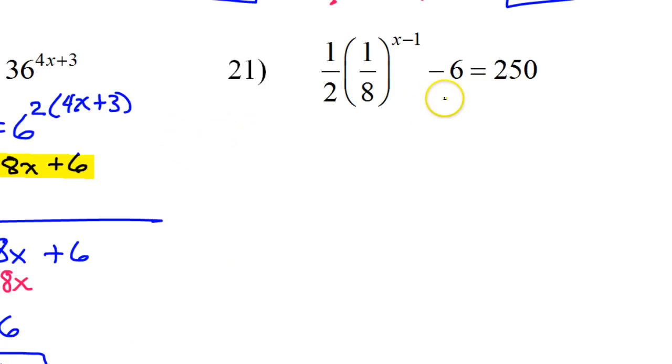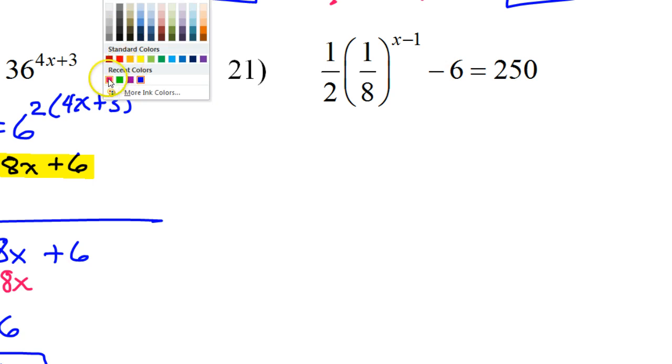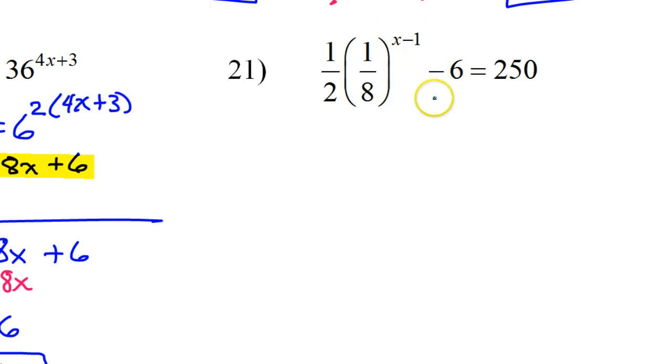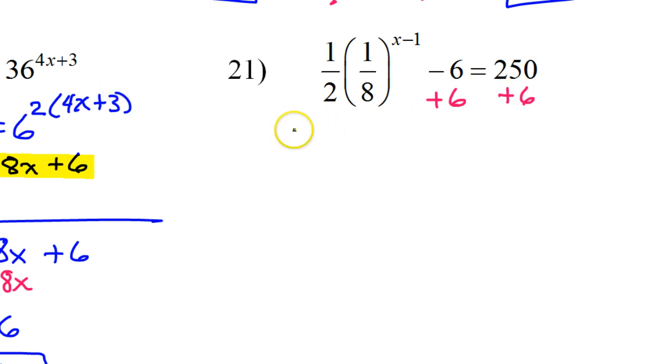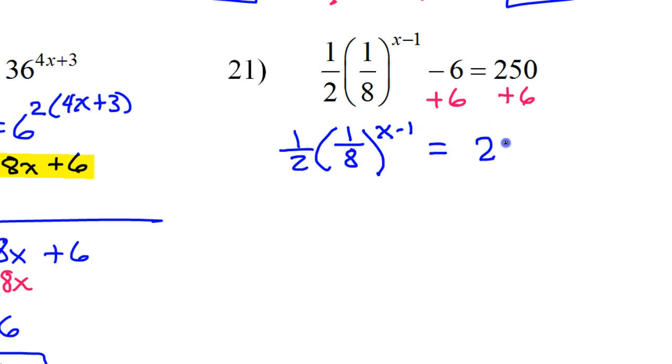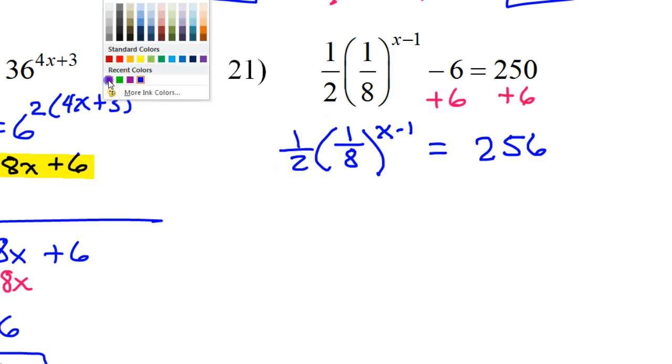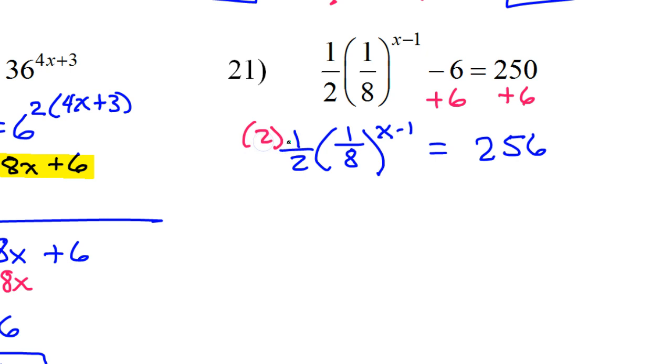Number 21. Let us add 6 to both sides, trying to get the x part by itself as much as possible. So far, that gives us 1/2 times 1/8 to the x minus 1 power is equal to 256. Now I need to get rid of this 1/2, so I need to multiply both sides by 2.